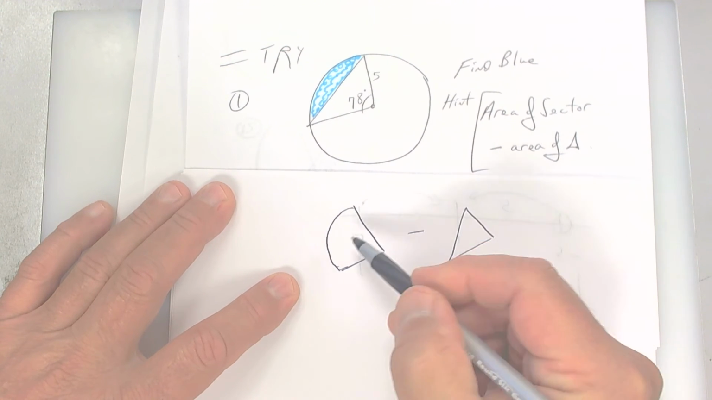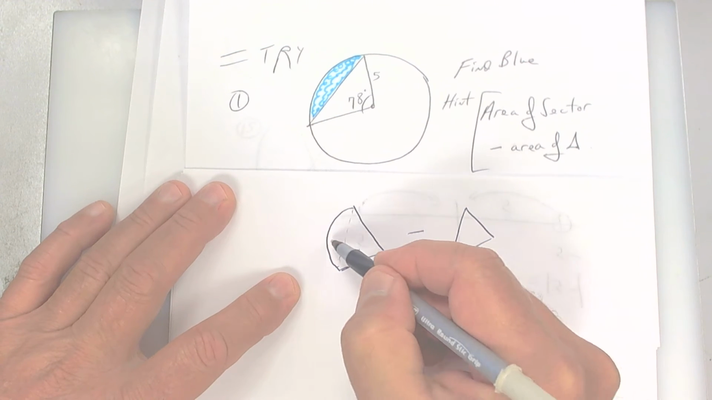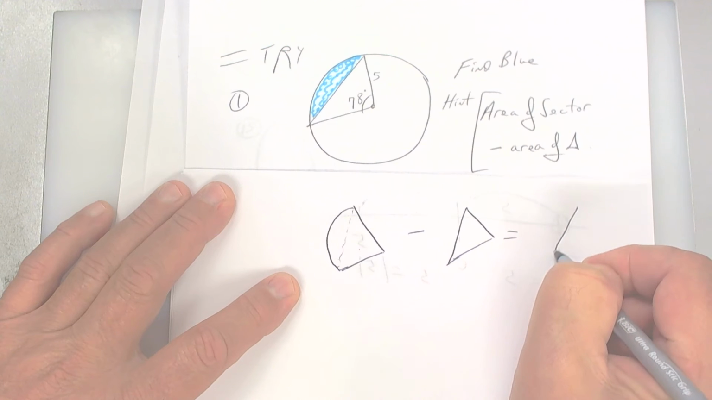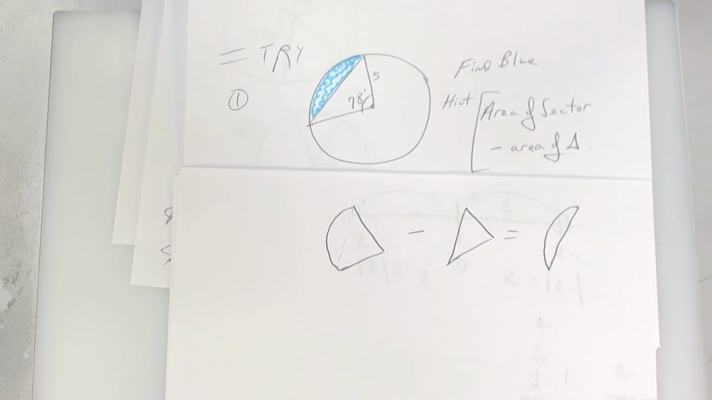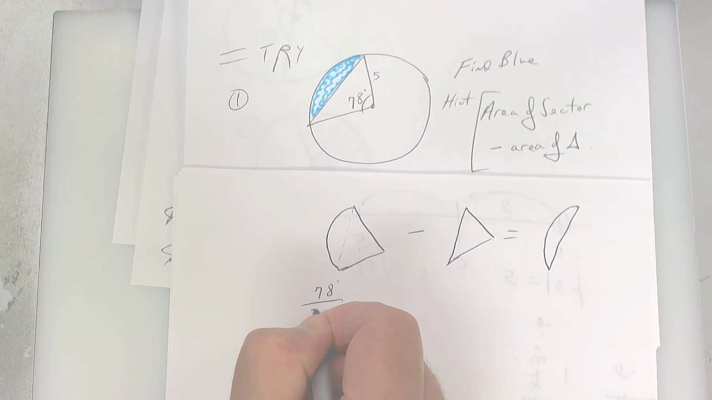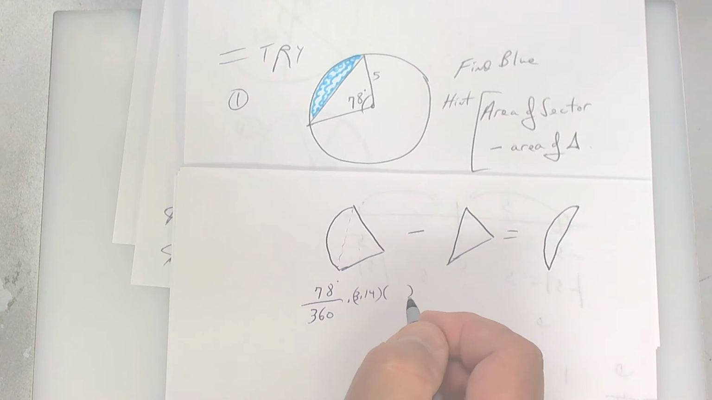If you take the ice cream cone and you subtract the triangle out of it, you're left with that sliver. And that's what we want to find, is this sliver. Copy that down. There's the formula. Okay? So we're going to do area of the sector. So put 78 over 360 times pi times the radius squared, because we want area.